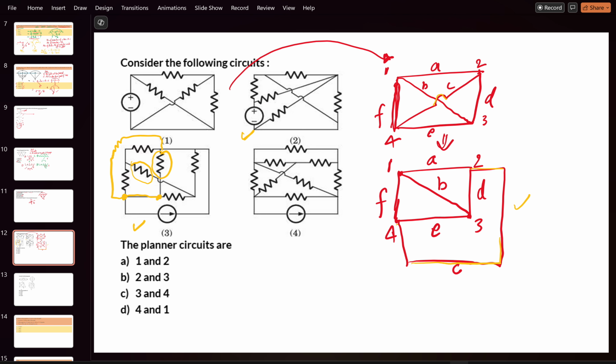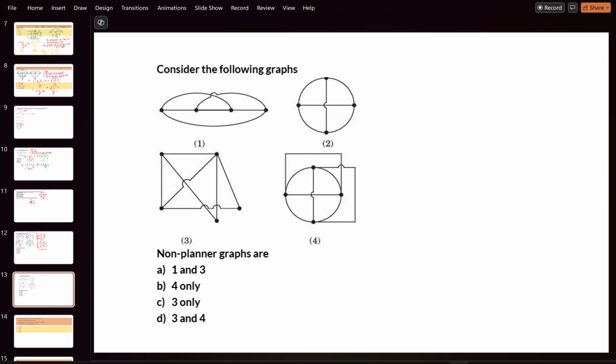I just wanted to give you a glimpse of planar and non-planar structures because it's a part of graph theory. You don't have to go into the depth of that. Just remember that there should not be any crossover, and you can redraw the structure by taking that branch out of that graph. Okay, so let me give one easy problem.